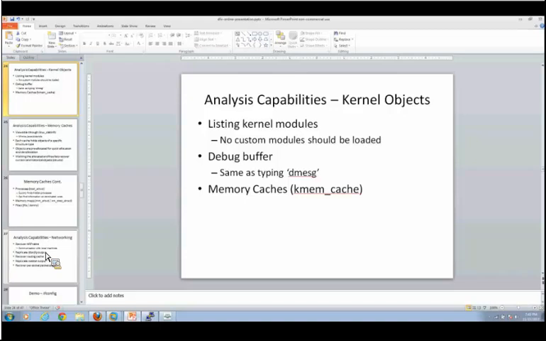The other thing we can get is the debug buffer. If you've ever typed dmesg on the command line, you get what's known as the kernel's debug ring buffer. We pull that same buffer out of memory and print it to the command line. The other thing that's in the kernel is the kernel's memory caches, which are known as the kmem cache.